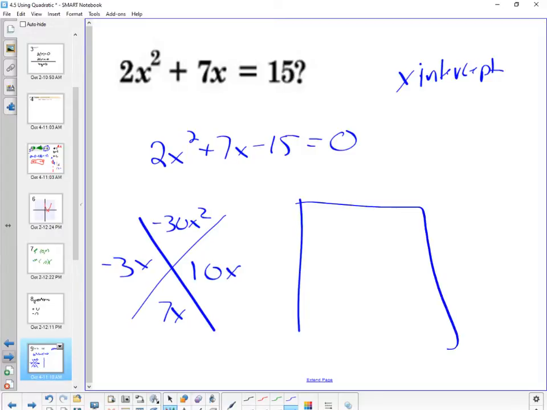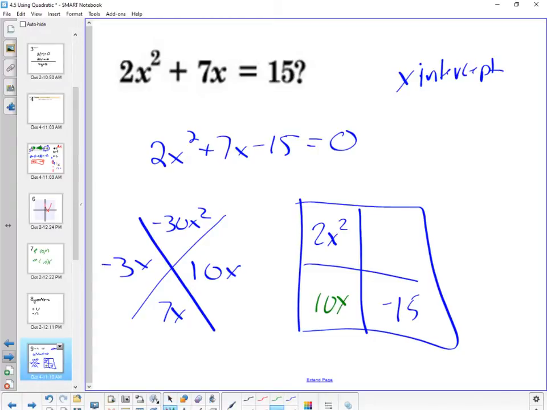Let's go over to the box. So, first one, what goes in the first box? The first number, 2x squared. What goes in the last box? The negative 15. And then it doesn't really matter where I put my other two. I'm going to go 10x here. Is that cool with y'all? Negative 3x. So, here we go.